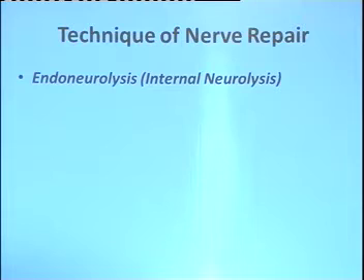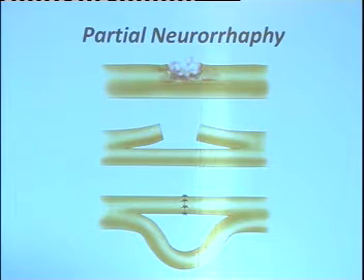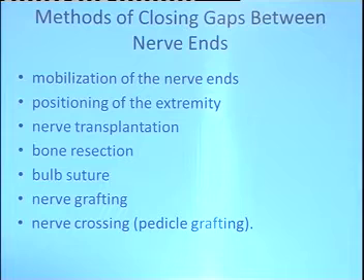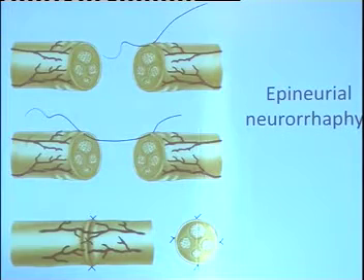If there is trauma, there is a bulb, you can go for endoneurolysis, and many times this endoneurolysis has to go with partial neurorrhaphy, where you excise it and do a repair. This is epineural repair. You can go for neurorrhaphy and nerve grafting if you cannot mobilize the ends. The methods of closing gaps between nerve ends are mobilizing the nerve, positioning of the extremity, by flexion you can bring it nearer, nerve transplantation, bony shortening, a bulb suture, you can go for nerve graft, and then nerve crossing, that is pedicle grafting.